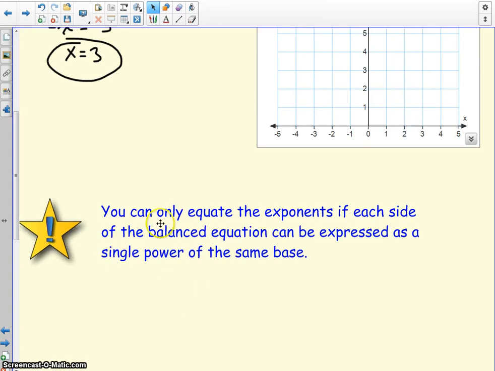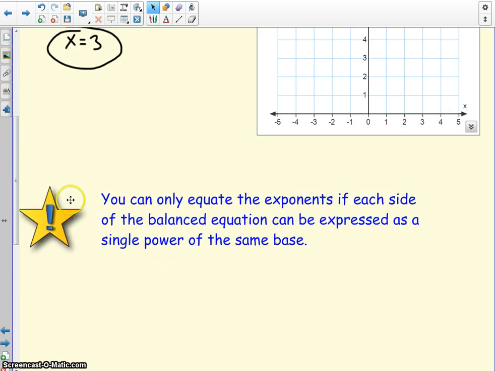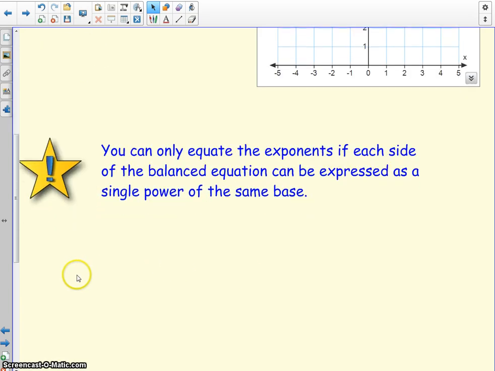Okay, and again, just to remind yourself here in your notes, you can only equate the exponents if each side of your equation is expressed as a single power of the same base. If you can't do that, then you can't equate the exponents, and all the stuff that we just did is not possible. So again, both sides of the equation, single power of the same base.